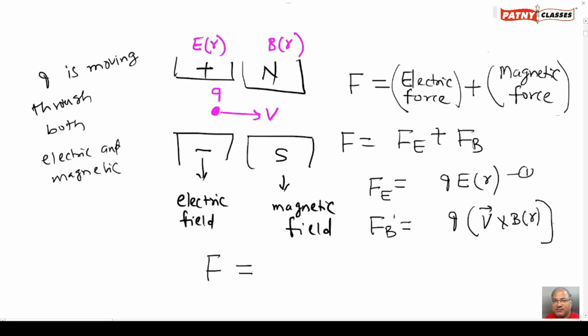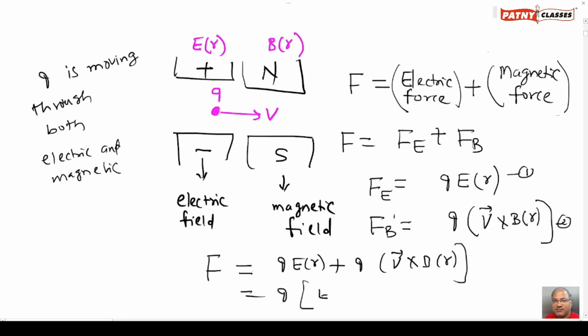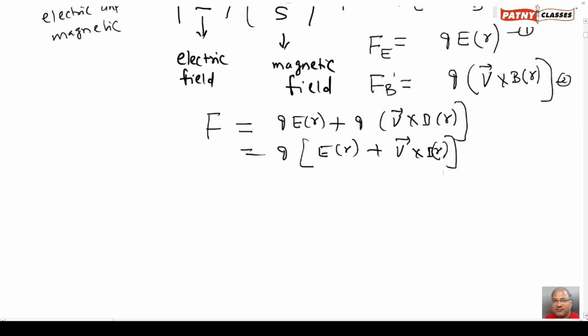Now the total force is nothing but the addition of electric and magnetic. Therefore, adding equation 1 and 2, F equals Q E of R plus Q multiplied by V cross B of R. Taking Q common, we get F equals Q times E of R plus V cross BR. This force, which is nothing but the addition of both electric and magnetic force, is called Lorentz force.